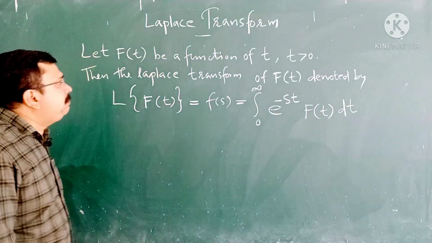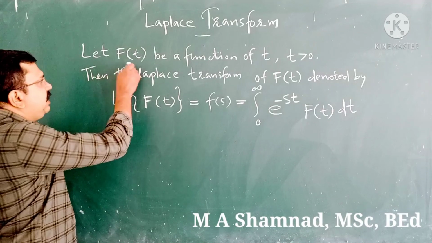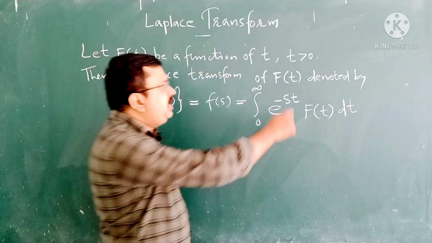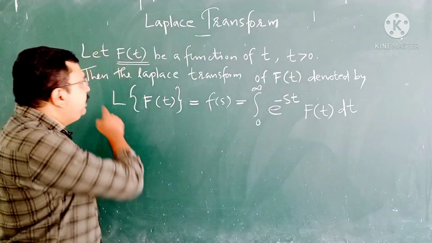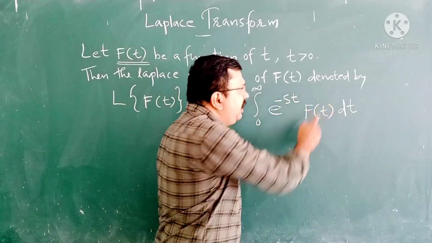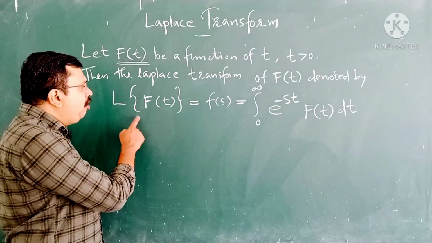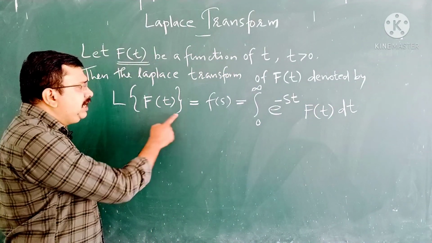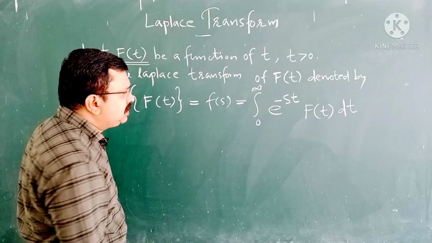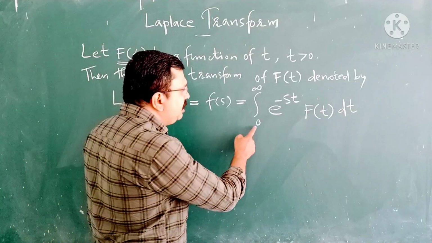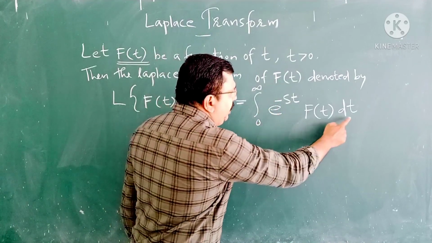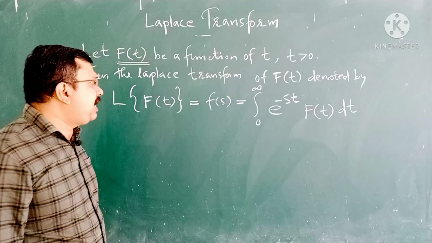The definition of Laplace transform is: let f(t) be a function of t, where t is greater than 0. Then the Laplace transform of f(t) is denoted by L{f(t)}, using curly brackets. L{f(t)} = F(s) = integral from 0 to infinity of e^(-st) f(t) dt. Remember that. What is Laplace transform?